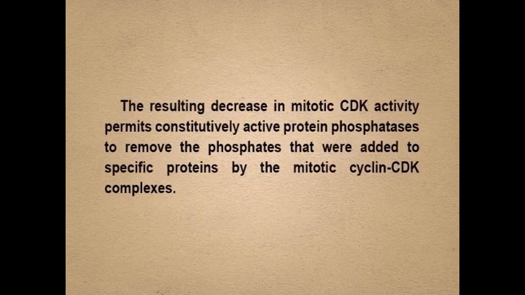The resulting decrease in the mitotic CDK activity permits constitutively active protein phosphatases to remove the phosphates that were added to specific proteins by the mitotic cyclin CDK complexes. As a result, the now separated chromosomes decondense, the nuclear envelope reforms around daughter cell nuclei, and the Golgi apparatus reassembles during telophase. Finally, the cytoplasm divides at cytokinesis, yielding the two daughter cells.